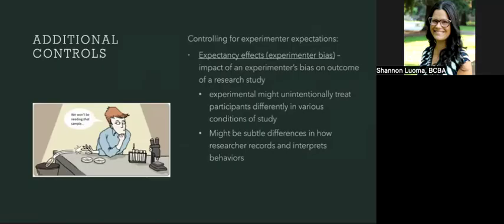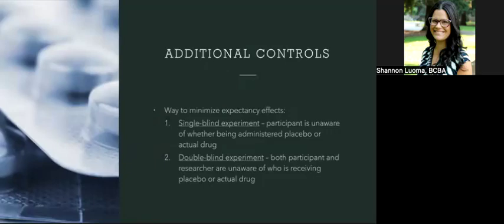There are a few different ways to minimize these expectancy effects of both the participant and the researcher, because we have participant expectations, but we also have experimenter expectations. So how do we control for these things? There are two different ways. The first one is attempting to minimize participant expectancy. This is called a single blind experiment. It's when the participant is unaware of whether they're being administered the placebo or the actual drug. So they don't know if they're being given the treatment or no treatment at all. They're unaware. So this addresses participant expectations.